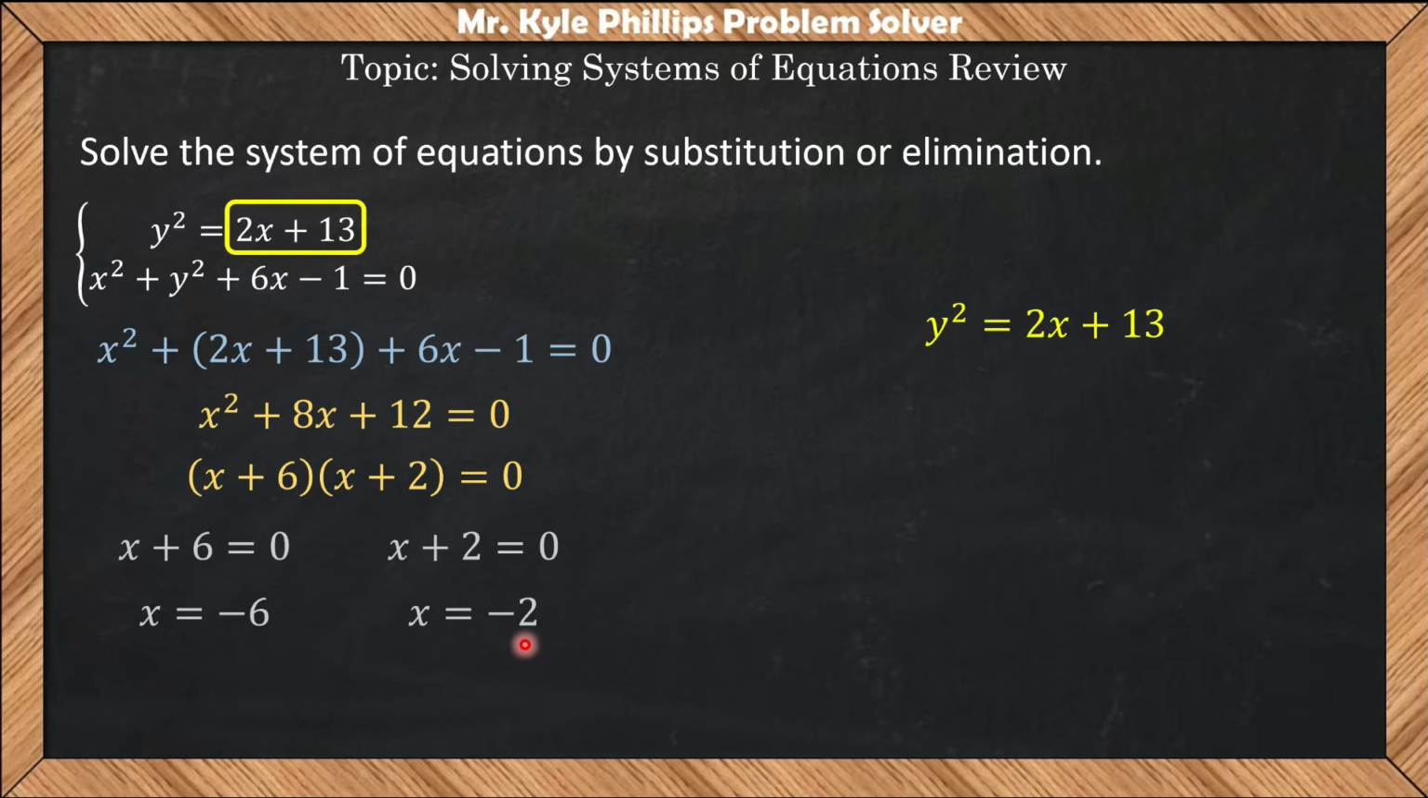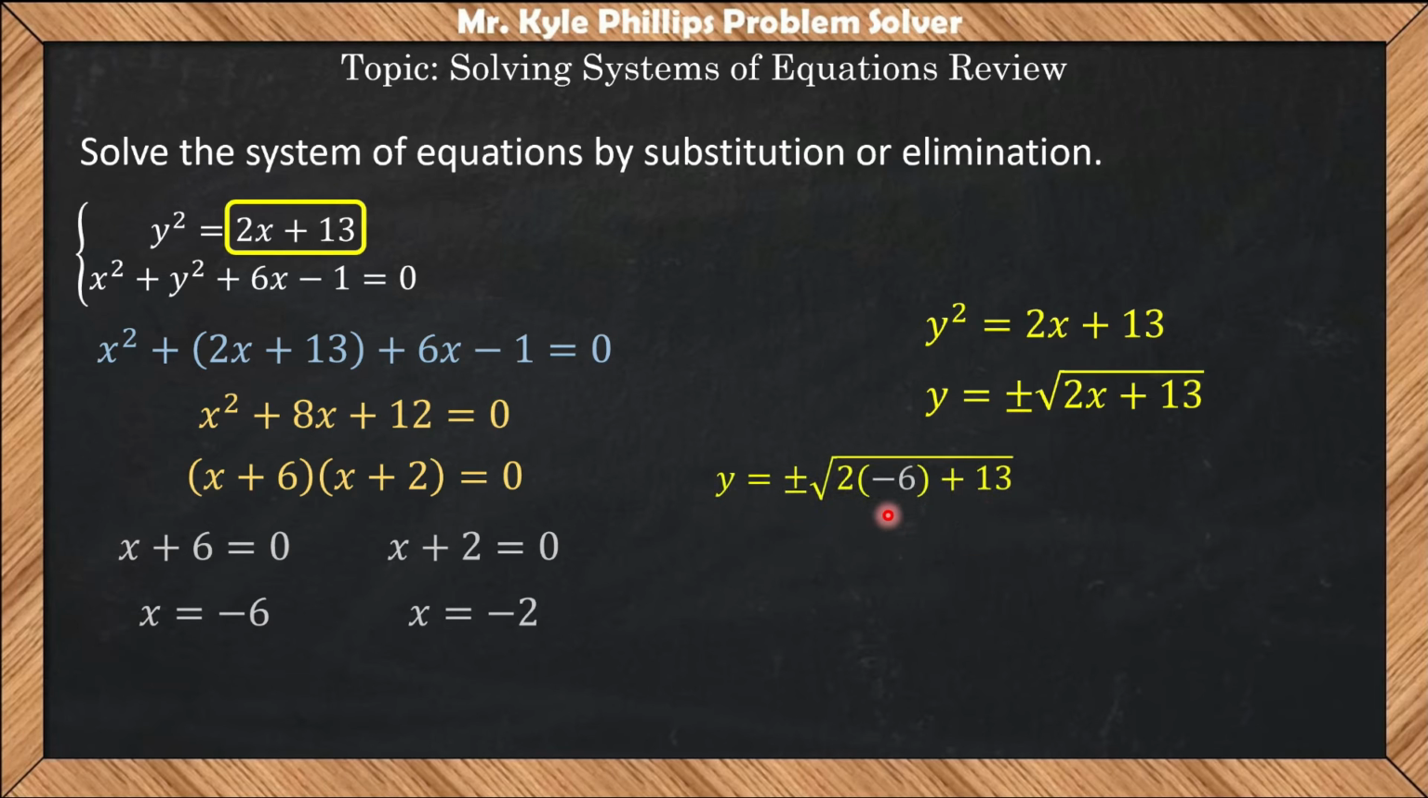Now, in order to find the y solutions, you need to take your x values and substitute them in. So here, y squared equals 2x plus 13. They gave us that in the problem. So if we wanted to isolate and just find the y coordinate, that's going to be the square root of 2x plus 13. Remember, when you have equations and you take the square root, you must remember this plus or minus sign, because that's going to give you your positive and negative solution. So here I'll substitute in negative 6 for x, and I'll also substitute in negative 2.